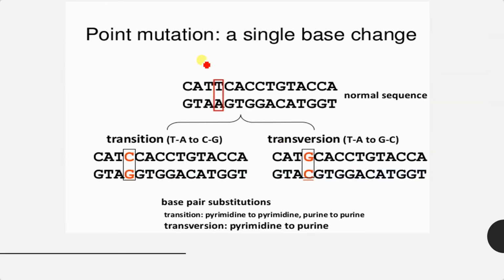First one is the point mutation. This point mutation is purely due to the change in a single base of your nitrogenous base, and this may be divided into two types. One is called transition, and the next one is called transversion. In transition, the purine will be replaced by a purine, whereas in transversion the purine will be replaced with a pyrimidine.